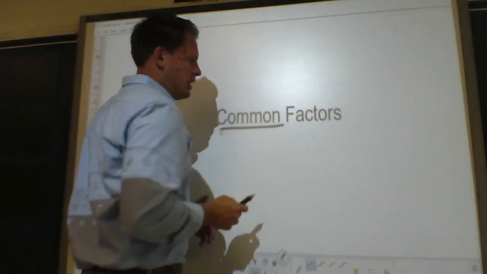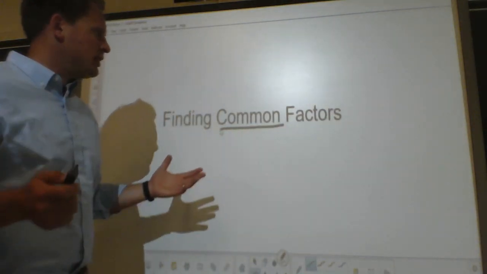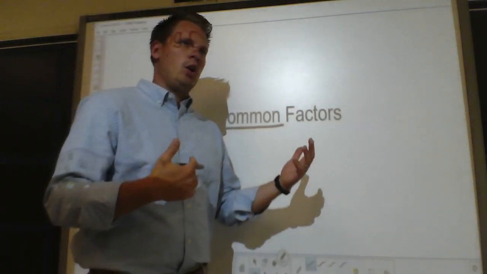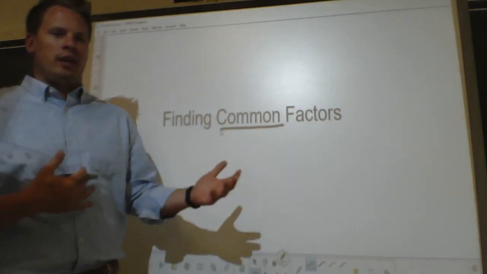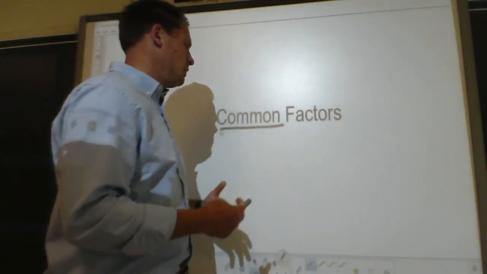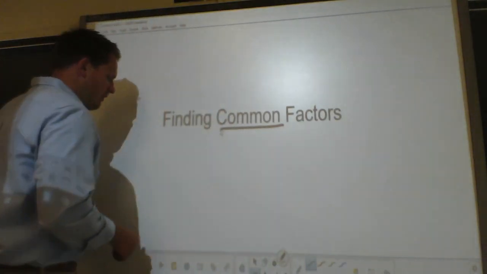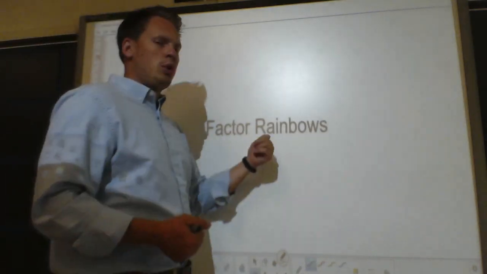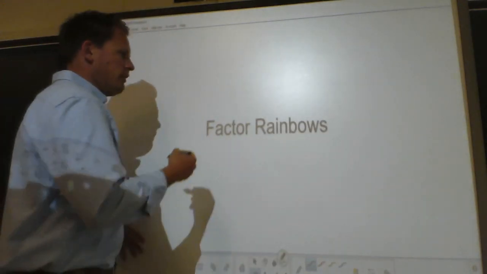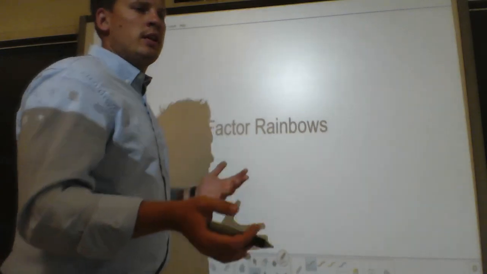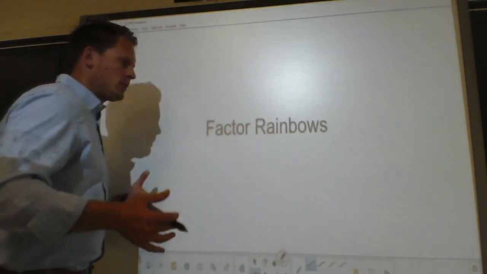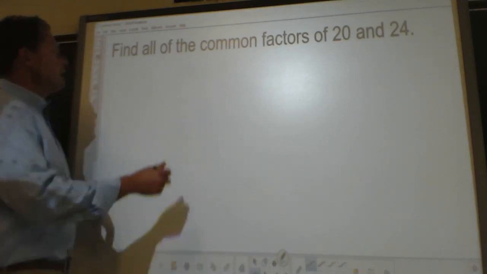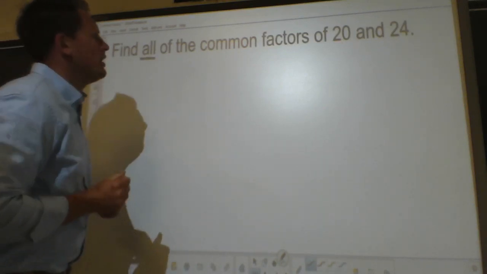All right, when we talk about common factors, we're looking for things that are in common. If you say, oh, we have that in common, you share that. You share the same things. So same thing with the common factors. We're looking for the same numbers that are factors. And again, we're going to be using factor rainbows. The factor rainbows show us all the factors of a number to make sure that we find all of the common factors.